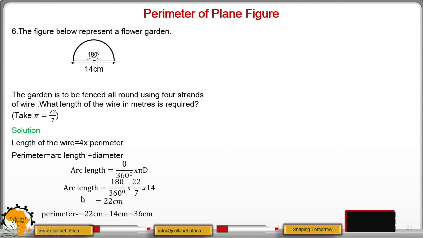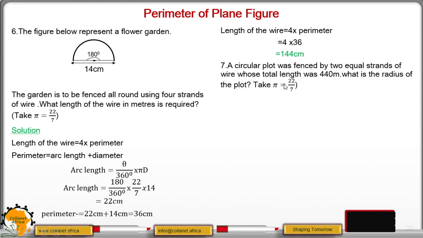Then from there, to get the perimeter, you just need to add the arc length, plus the diameter. And the diameter here was given as 14 centimeters. So the perimeter will be 36 centimeters. So the length of the wire will be 4 times the perimeter. So that will be 4 times 36. You get that the wire that is required is 144 centimeters in length.